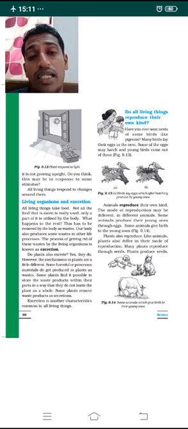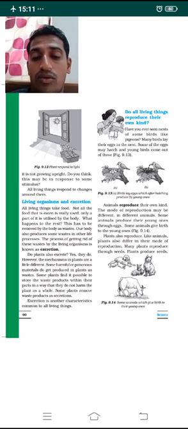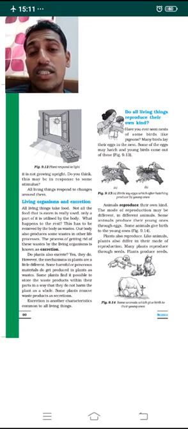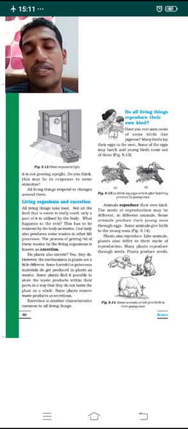Some plants also remove waste products in the form of secretions. For example, the gum you get from the neem plant is a secretion. The waste product is secreted, and that is what we call gum.